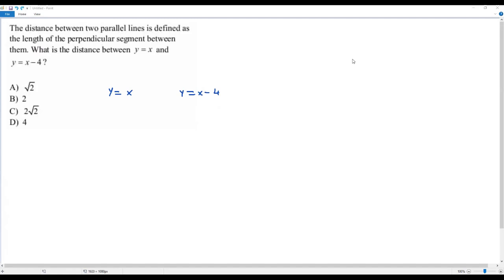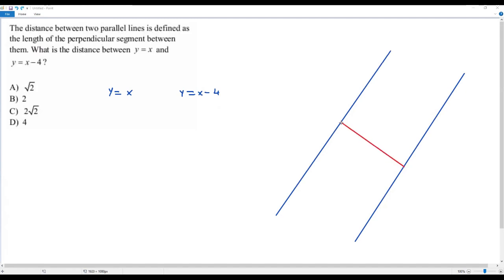Now let me draw two parallel lines over here. Here one line, the other line is over here. Here I have drawn two parallel lines. Now let me draw a perpendicular line segment between these two parallel lines. So the red line segment I have drawn over here is perpendicular to both the parallel lines. The length of this perpendicular line segment represents the distance between the two lines.